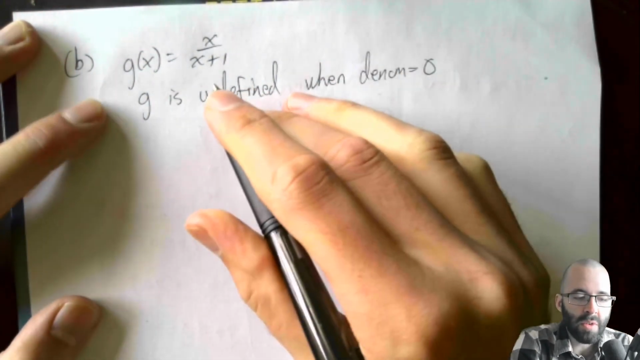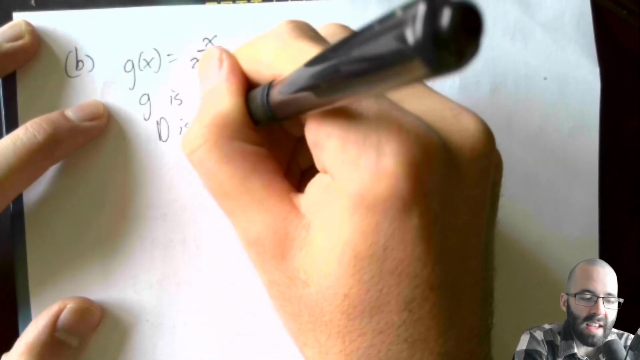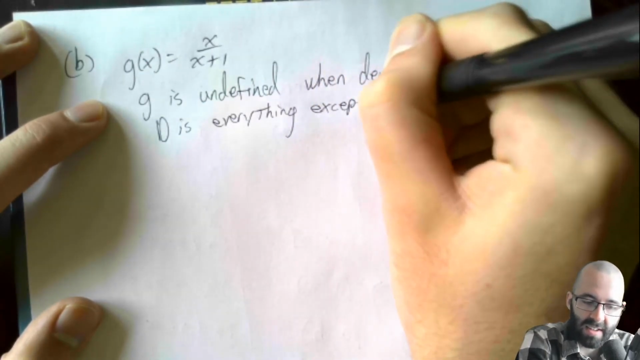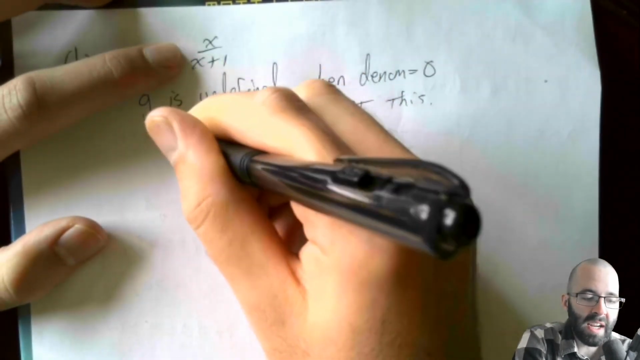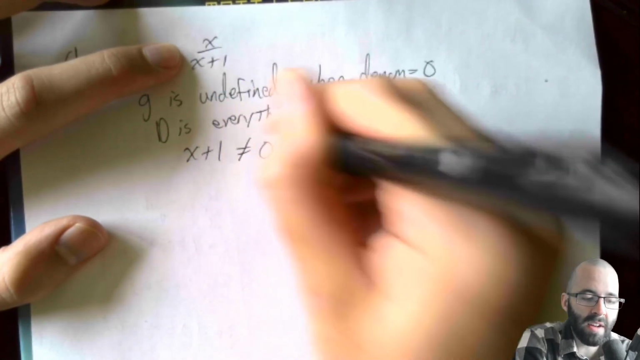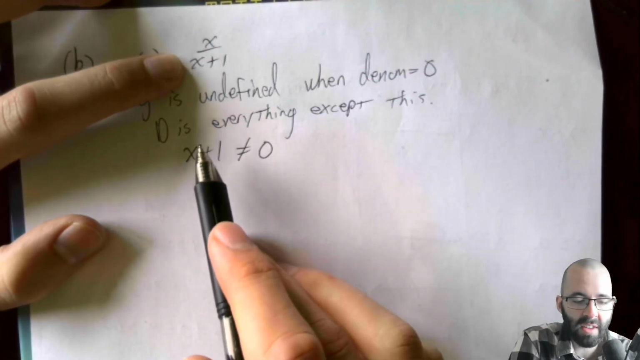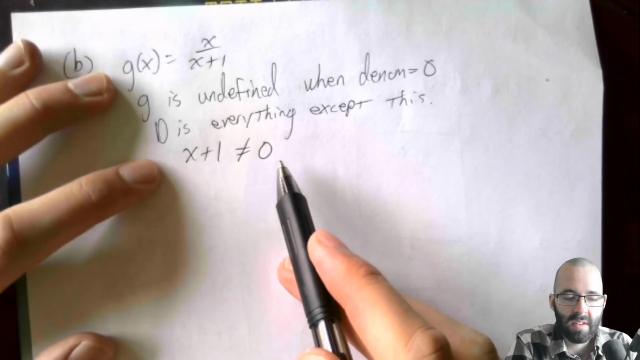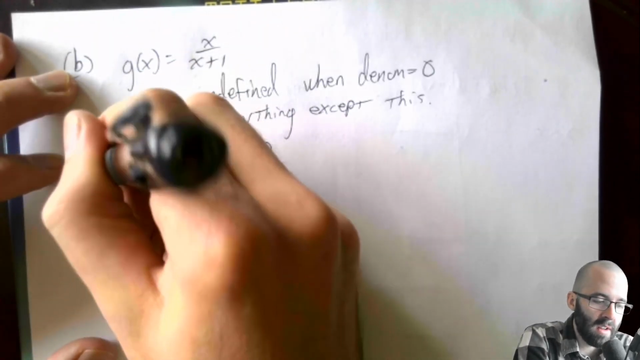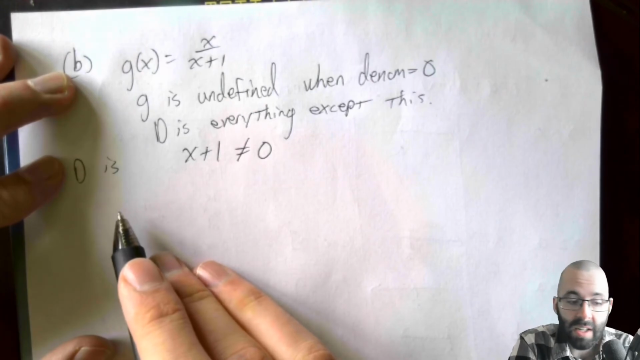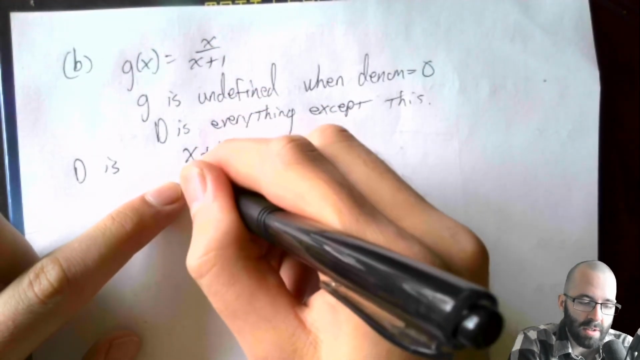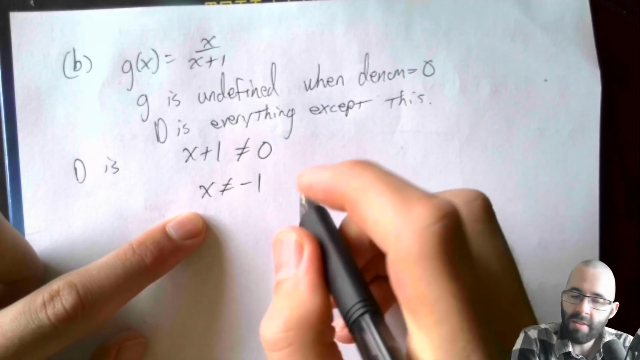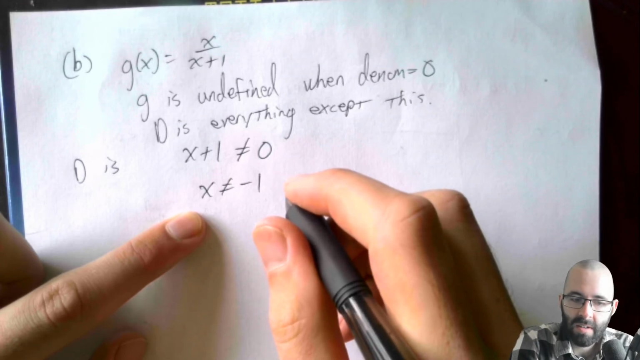Okay. So our domain is everything except when that denominator equals 0. Our domain is everything such that x plus 1 is not 0. And this, of course, is not the right format. We need the right format, so we need to solve for x. Subtract 1 from both sides. So x cannot equal negative 1. Every number except for negative 1 is fair game here.